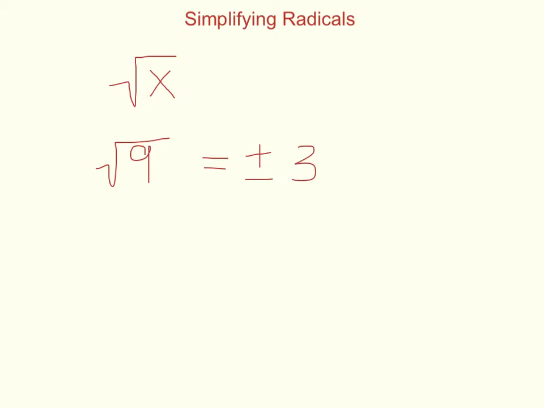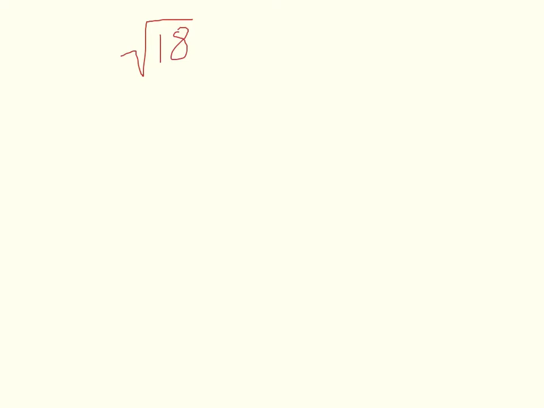What we're going to look at now is when we have a number inside of the radical that doesn't become a whole number. Let's take a look at the radical of 18. We know that there is no whole number that multiplies with itself to give you 18. So here's what we're going to do. We're going to use something called a factor tree. And it's really a way to break down the number inside of the radical. So let me show you what I mean by that.